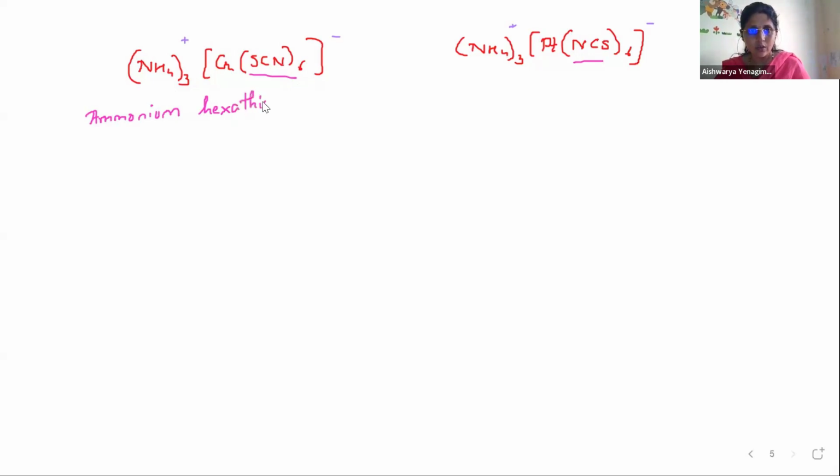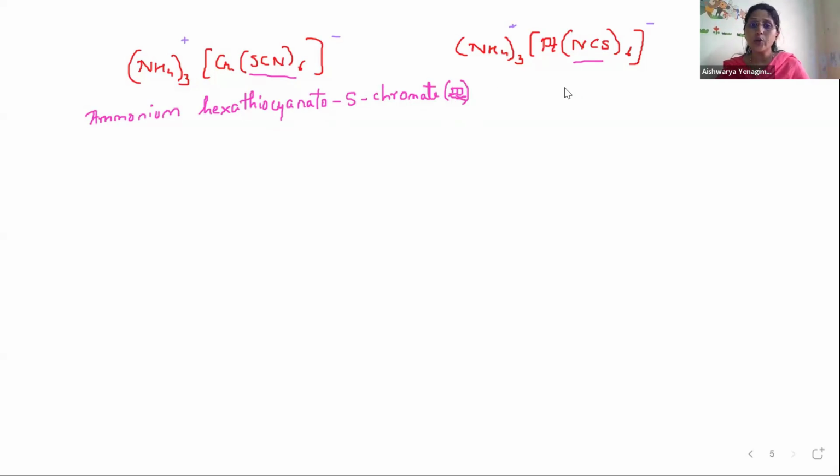Hexathiocyaneto. Correct? Thiocyaneto is the ligand. Then through which point of attachment is it done? It is through S. You can write this or not; if you don't write it, it is also okay. Then the central metal atom is chromate, and the charge on it is written as 3. So this is the name: ammonium hexathiocyanetochromate 3.